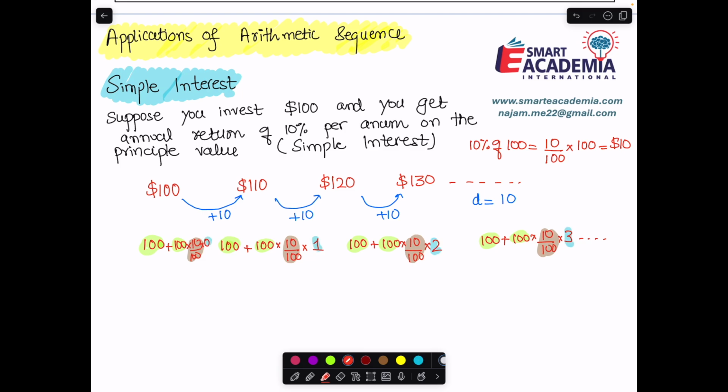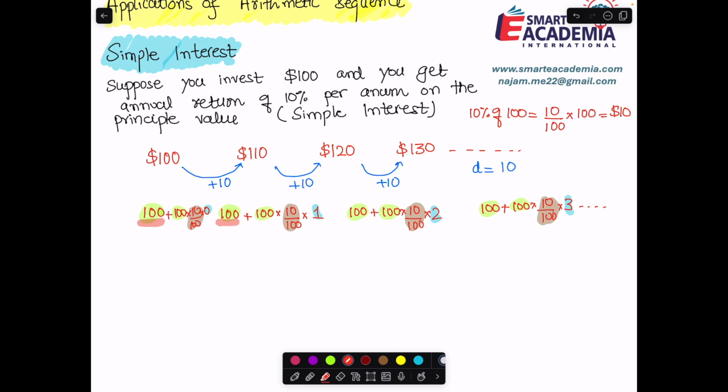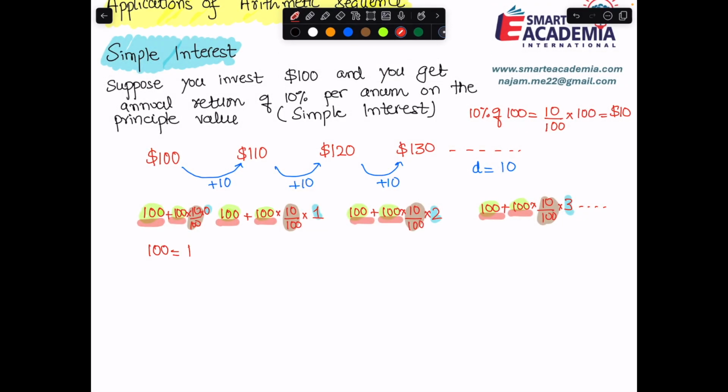Now, first of all, let's try to understand what these 100 terms are in the context of my question. So 100, if you notice, is basically the present value. What do you mean by the present value? It means how much you have invested in year 0. Presently, your investment has a certain value.